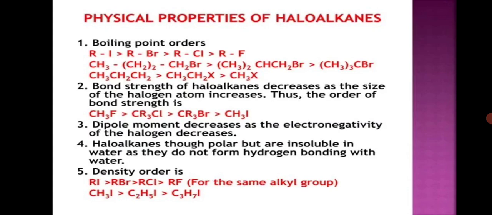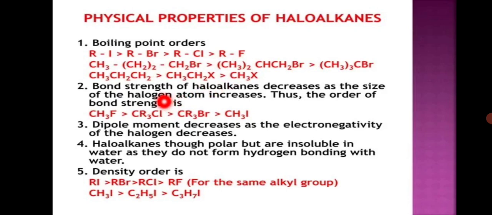The alkyl iodides possess the highest boiling point, then the alkyl bromides, then the alkyl chlorides, then the alkyl fluorides. You can observe one thing here: as the size of the halogen atom decreases, the boiling point decreases. Remember this point. The size of iodine is more than bromine, bromine is more than chlorine, and chlorine is more than fluorine. Therefore, the boiling point decreases from iodide to fluoride.